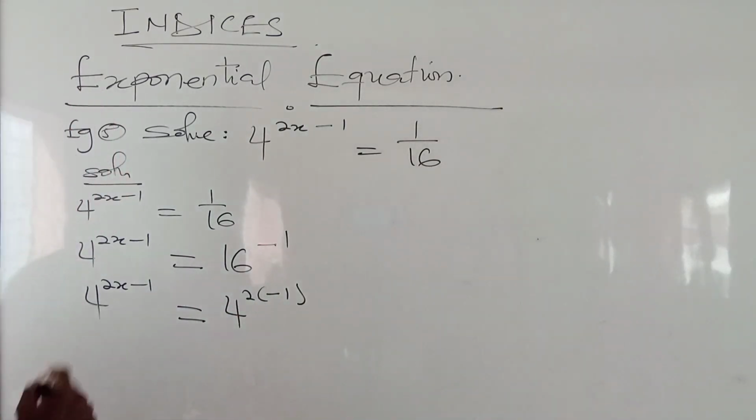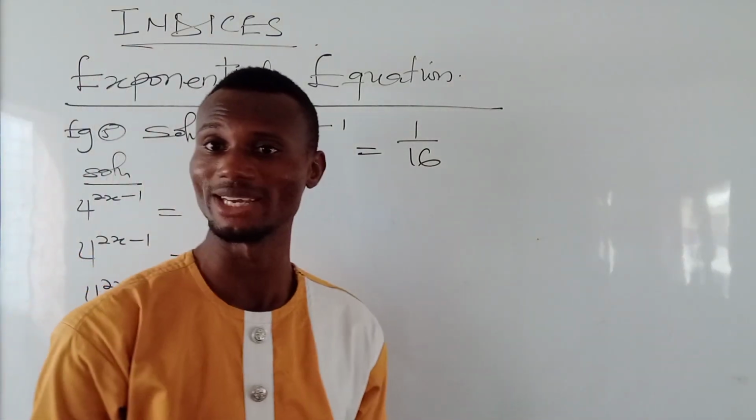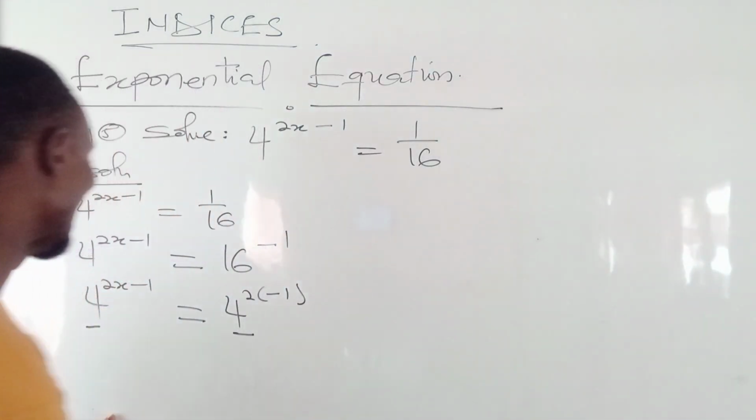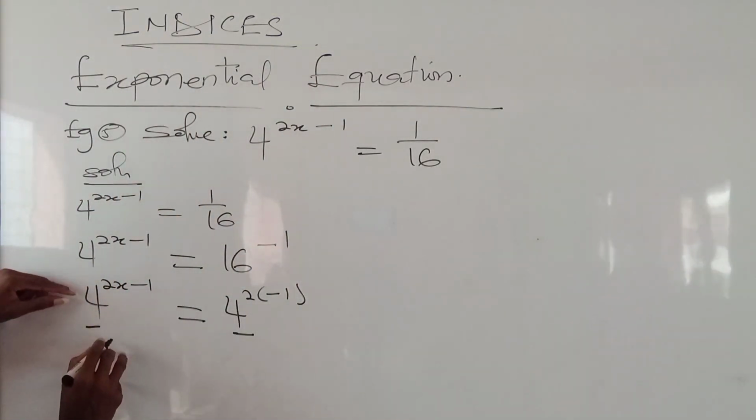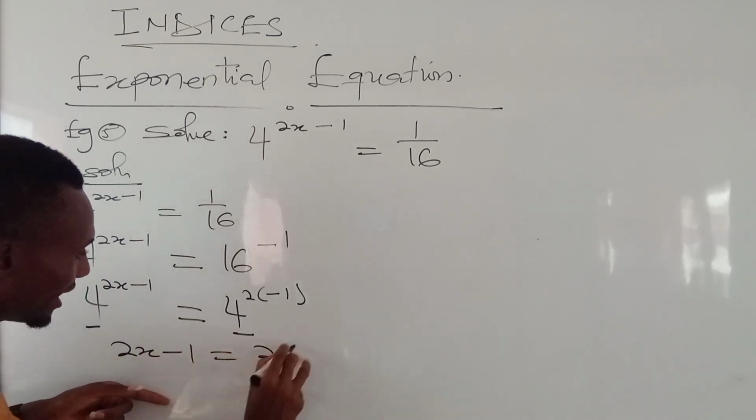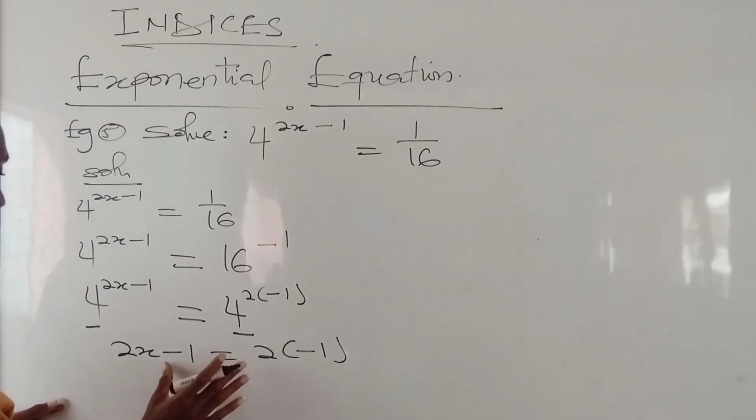Now from here, you can see that the bases are the same. So now having the bases to be the same, we can equate the powers. So let's go ahead and equate the powers. So I'll have my 2s minus 1 equals to 2 into bracket negative 1. I hope you agree with me up to this point. From here, let's go ahead and open our bracket.